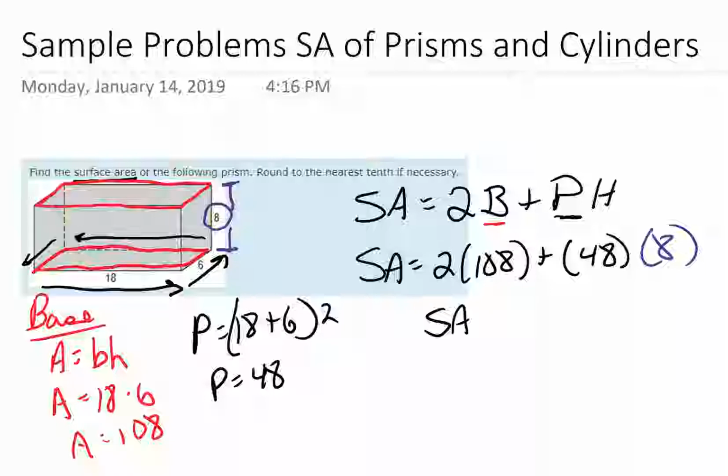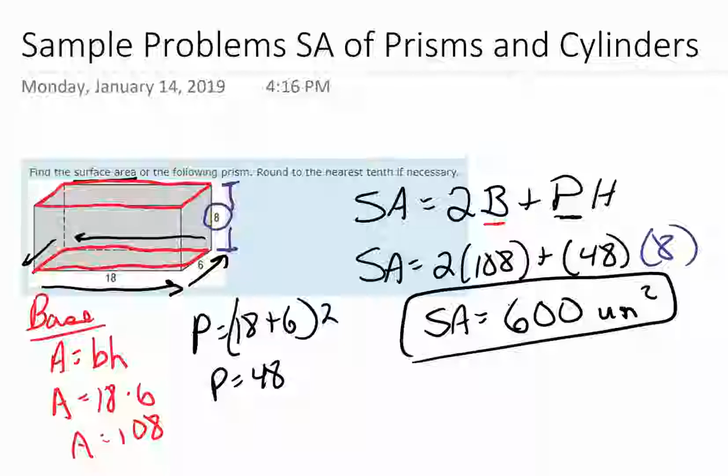You can type this in as it looks on your calculator if you need. So 2 times 108 plus 48 times 8. That gives me a surface area of 600. Because this is an area, we would use square units. Now when you type this into your Moodle assignment, it's not looking for the units. If you type the units in, it's going to reject it and make it a wrong answer. So I would stick with the 600.